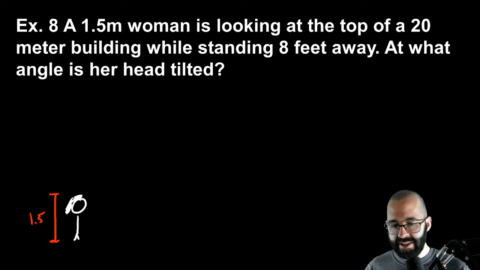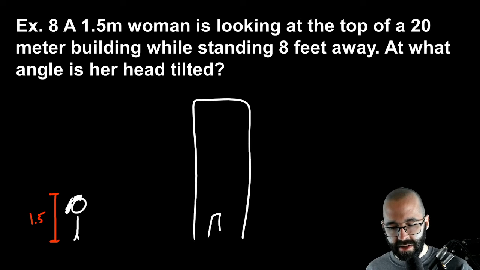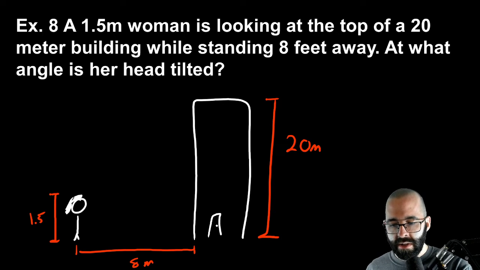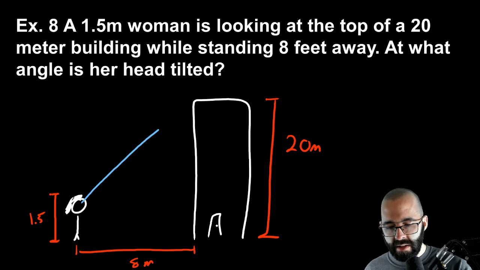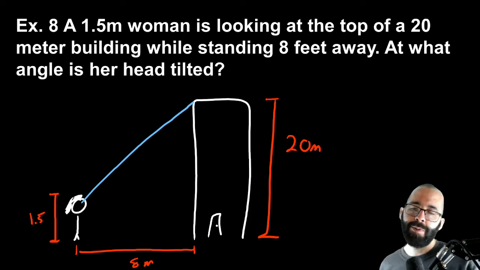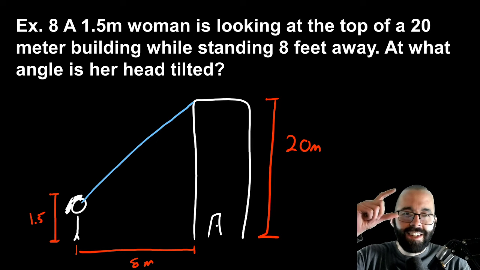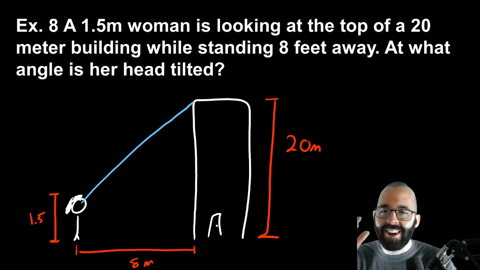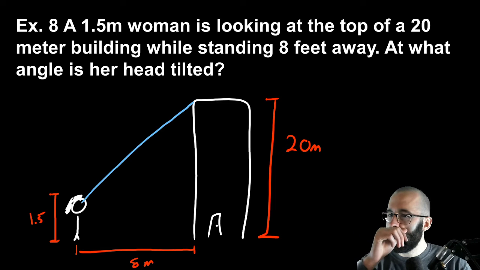Okay, and then she's looking at the top of a 20-meter building. This building is 20 meters tall, and she is 8 meters away from the base. The question is, what angle is she looking at? She's looking at the top of the building. Technically we should calculate the distance between her eyes and the top of her head, but we're going to just say that her eyes are 1.5 meters above the ground.